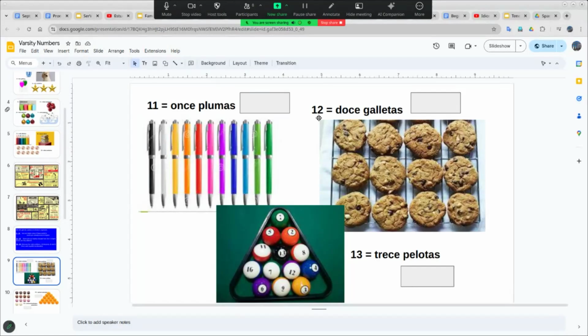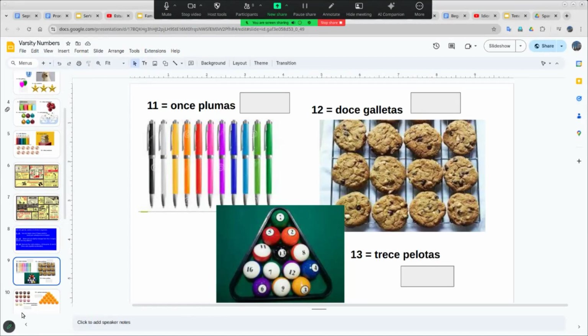We take the word dos and we add an E on the end. Doce. Not dos, but doce. 12 galletas. See? Okay. We got 13. We take the word tres, 3. We put an E on the end of tres. Trece. 13 pelotas. 13 balls.